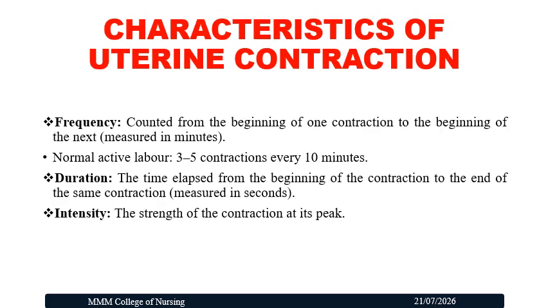Characteristics of uterine contraction. The frequency can be counted from the beginning of one contraction to the beginning of the next contraction, and it is measured in minutes. In normal active labor, the mother usually feels 3 to 5 contractions every 10 minutes. Duration is the time lapsed from the beginning of the contraction to the end of the same contraction, measured in seconds. Intensity is the strength of the contraction and its peak.